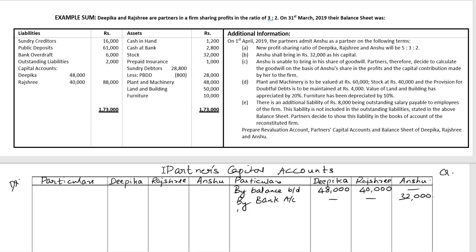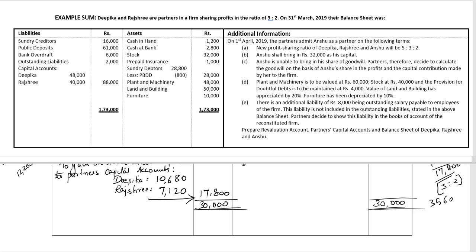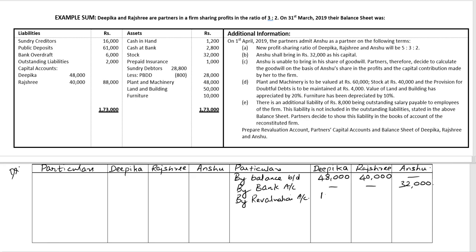We'll transfer the gain on revaluation by revaluation account. We'll refer to the revaluation account to find out the gain. It's 10,680 and 7,120. There are no adjustments for reserves, accumulated profits, or accumulated losses, or any fictitious assets. We need to treat the goodwill.